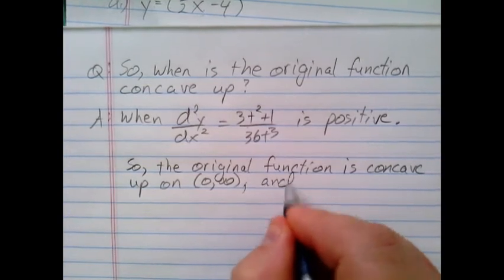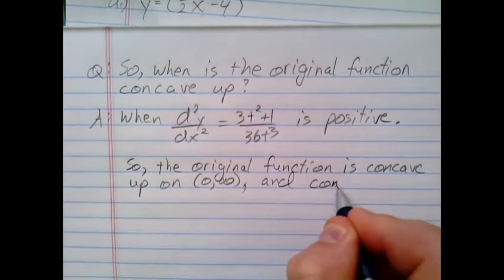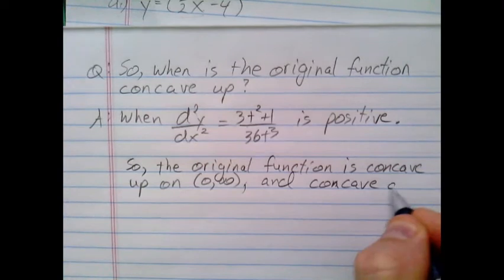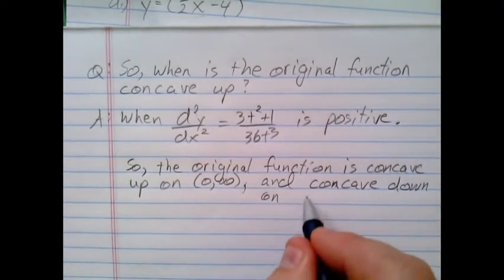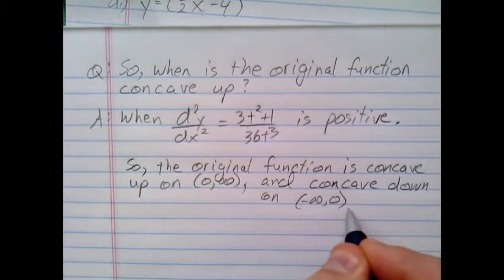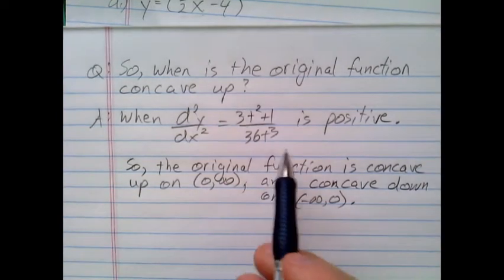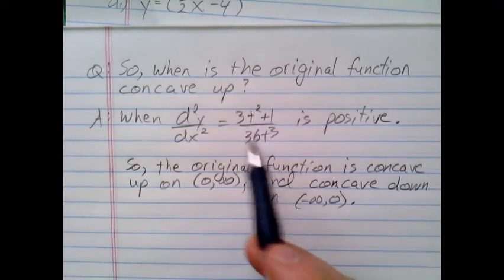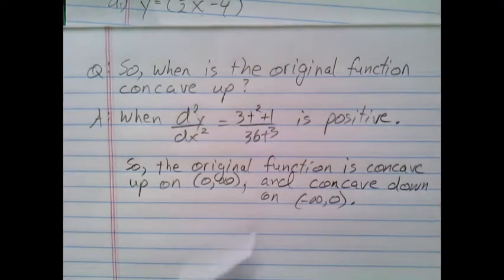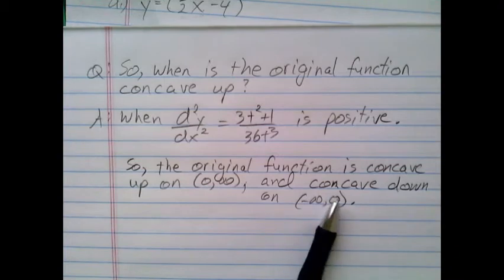and concave down on the interval from negative infinity to 0. Basically, anytime t is negative, the denominator will be negative. That'll make the second derivative negative. That makes our function concave down.